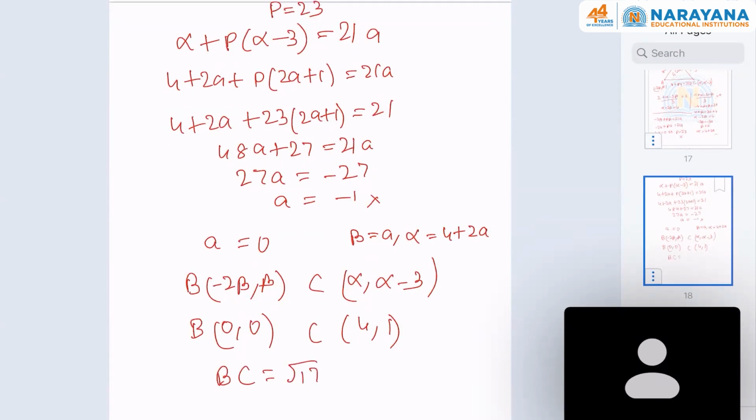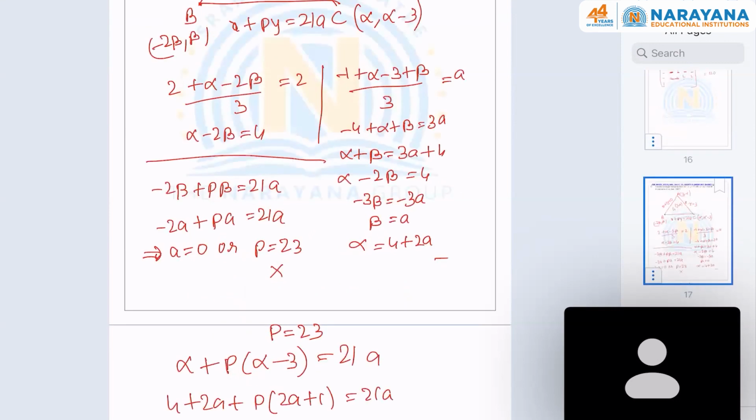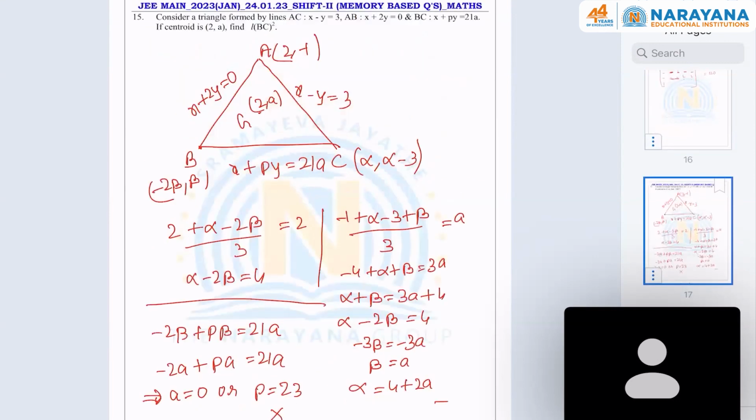So first what I did is I found the coordinates of B in terms of one variable, and the coordinates of C in terms of one variable, and here the centroid is given as 2 comma a. So first I'm finding the x coordinate: 2 plus minus 2 plus alpha minus 2 beta by 3 is equal to 2. Similarly, y coordinate: minus 1 plus beta plus alpha minus 3 is equal to a.